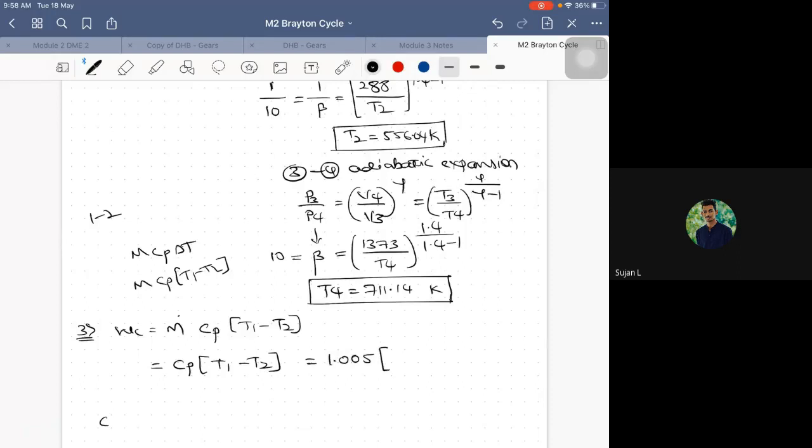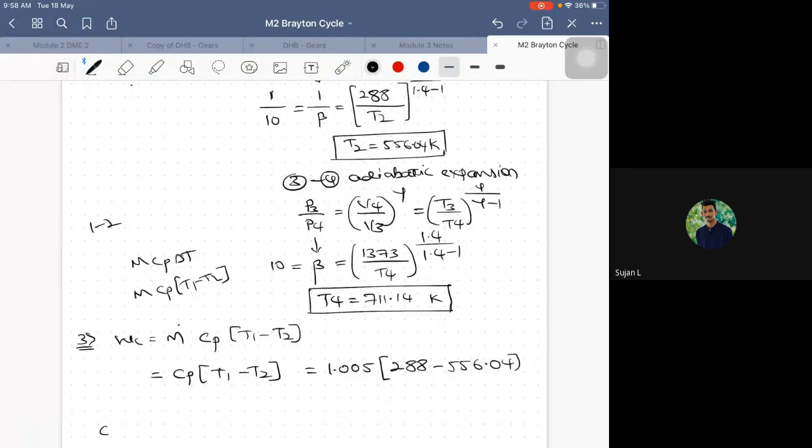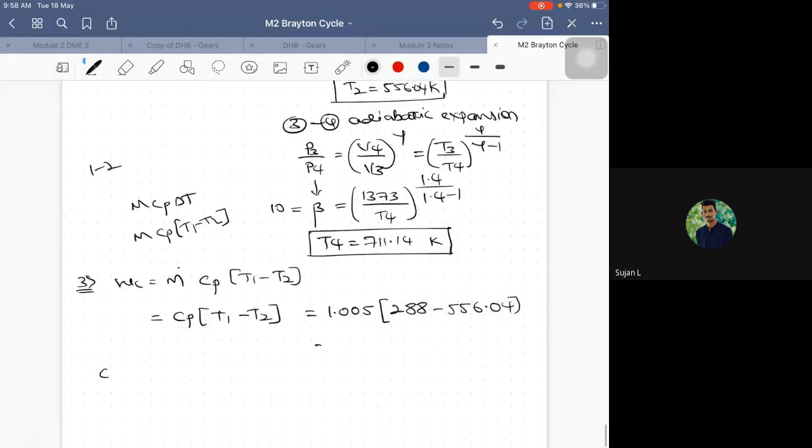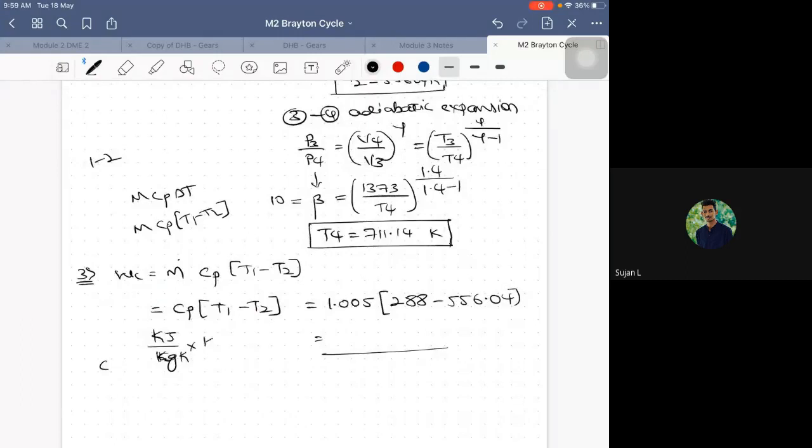1.005 into T1, which is 288, minus T2, which is 556.04. Okay, now check the units. You have substituted in which units and you are going to get in which units. For Cp, you have substituted in kilojoules per kg Kelvin. This is Kelvin, so Kelvin goes away. Whatever answer you get would be in kilojoules per kg. What is the answer?